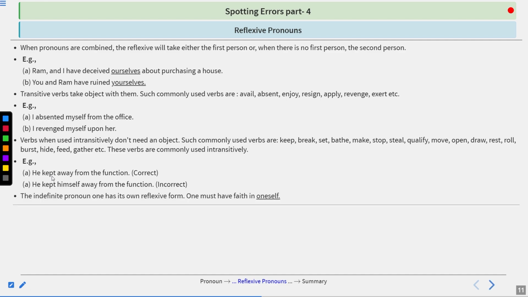The indefinite pronoun one has its own reflexive form. One must have faith in oneself. So if you find the indefinite pronoun one, it has its own reflexive form. Oneself, not himself, herself. So the sentence is, one must have faith in oneself.